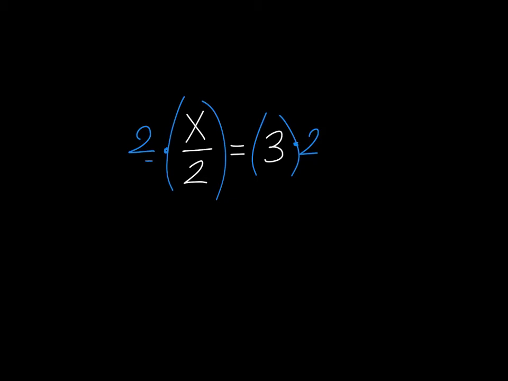Now this is technically 2 over 1, so really the 2 is on the top. And so once again I get my 1. These cancel out to be 1, and I just get x equals 3 times 2, which is 6. Okay, so with inverse operations, if it starts by multiplying then you divide, if it starts by dividing then you multiply.